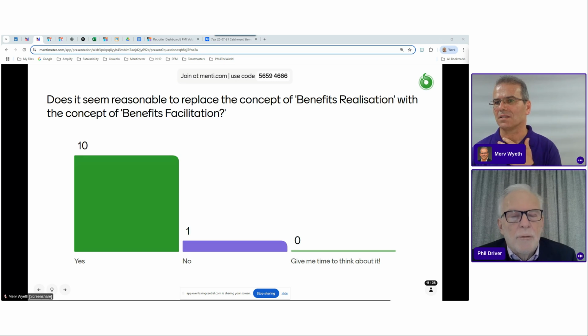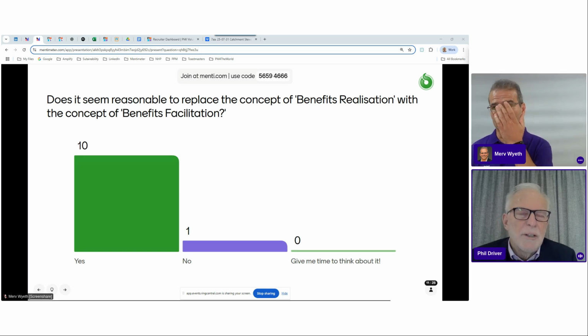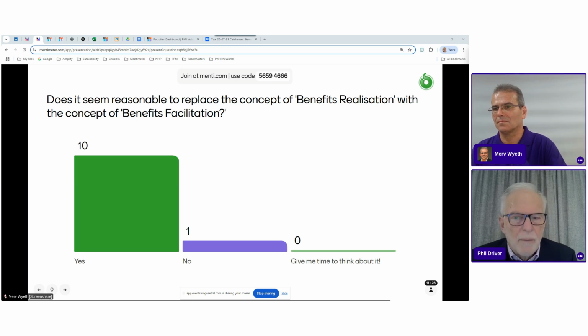Yes. But in going from realisation to facilitation, for many project managers, I think it may come as a sense of relief that you're not actually responsible for the benefit. You're responsible for driving a process that increases the probability of a benefit, but you're not actually accountable for the benefits. And I think that is a healthier space to be. So, Merv, thanks for that.